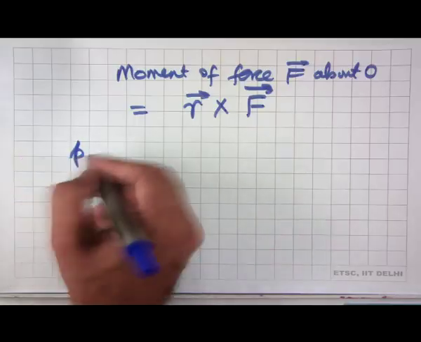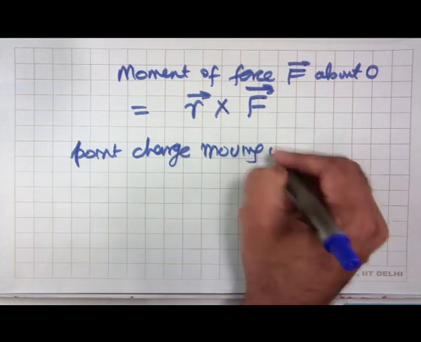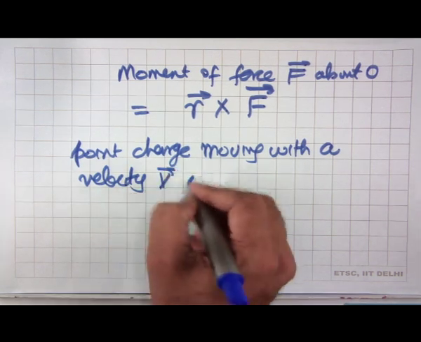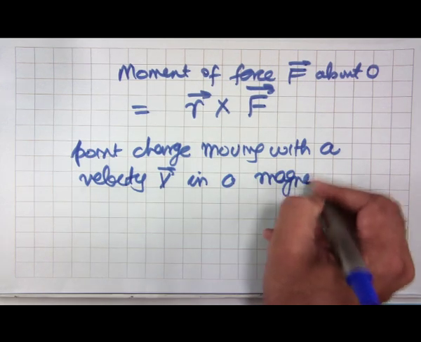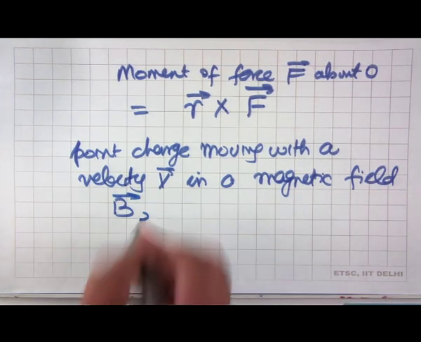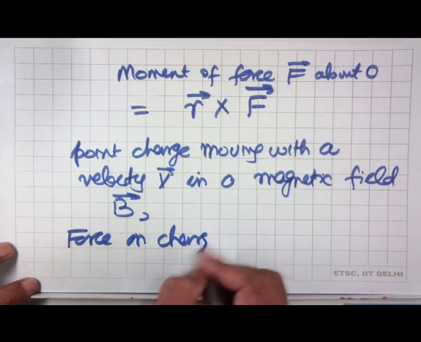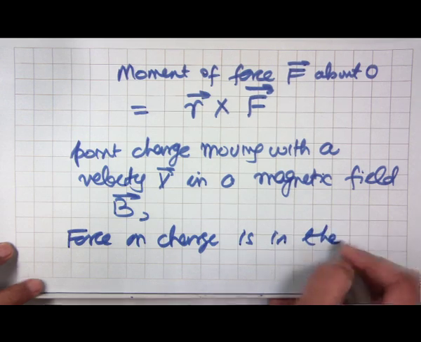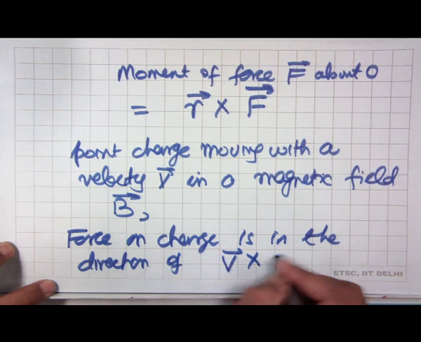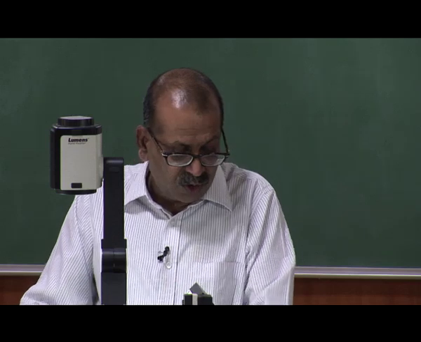Then we also find the use of the cross product when we talk of a point charge moving with a velocity v in a magnetic field B. The force on this charge is in the direction of v cross B. So, again we use the cross product to show this.